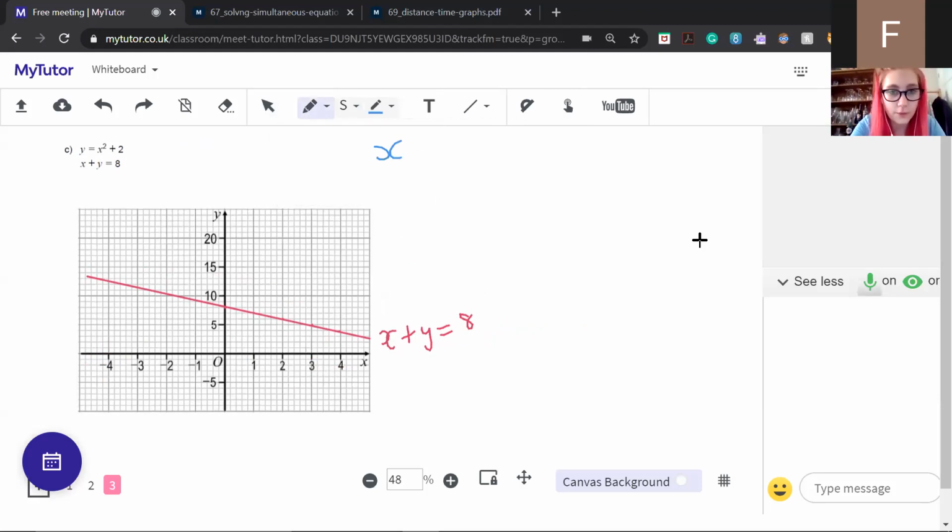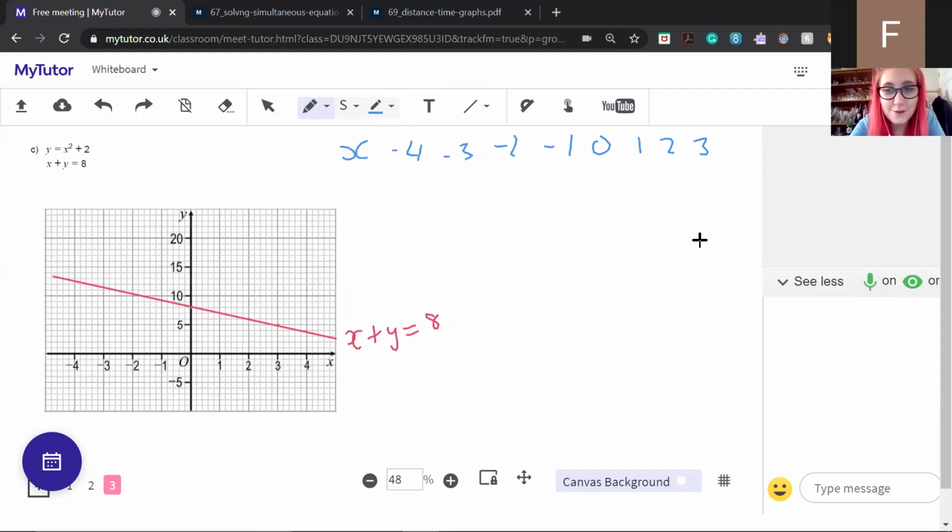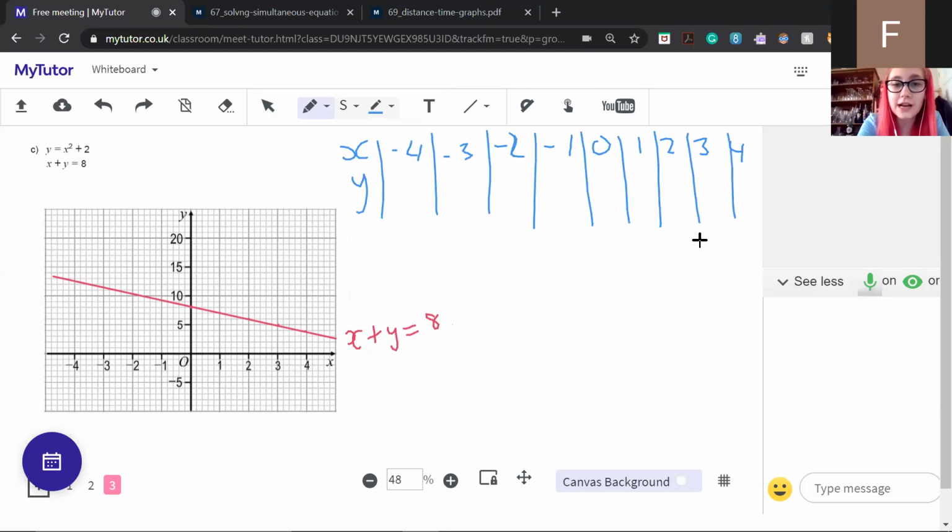So we do our x column: -4, -3, -2, -1, 0, 1, 2, 3, 4. And then our y values we're going to fill in. So I've just made this little table. And we're going to do what we did before and work out some points where this is definitely true, so some points that definitely lie on the curve. Plot them all in and we'll see our curve happening.